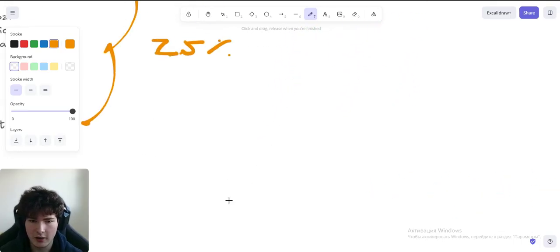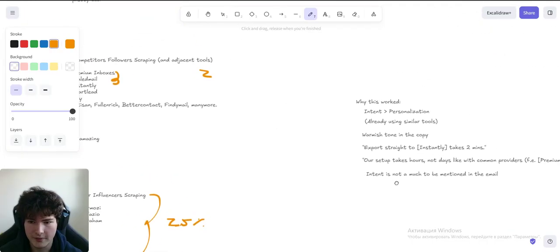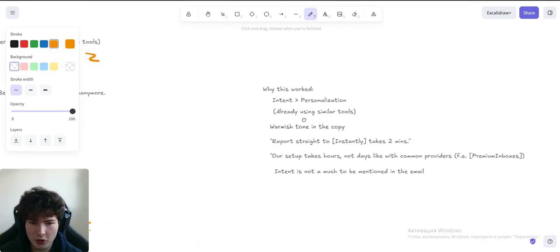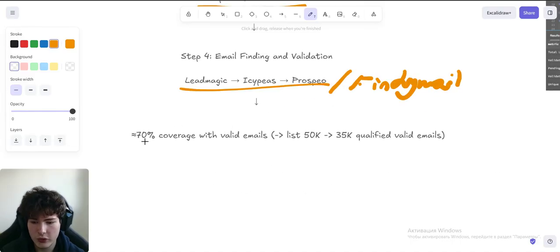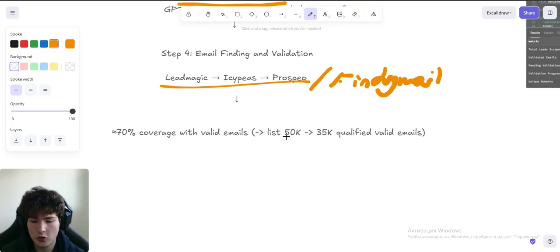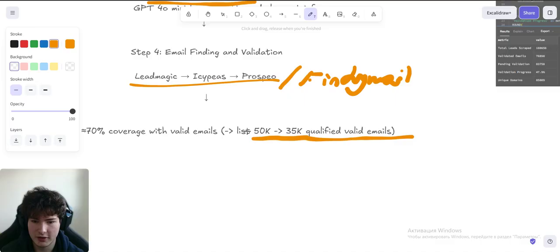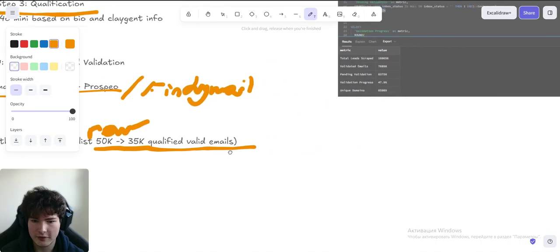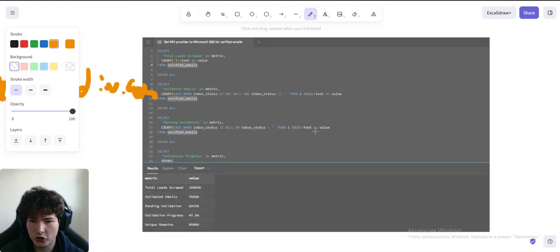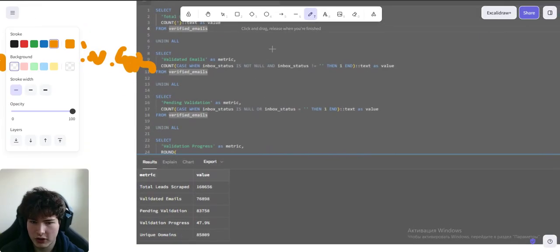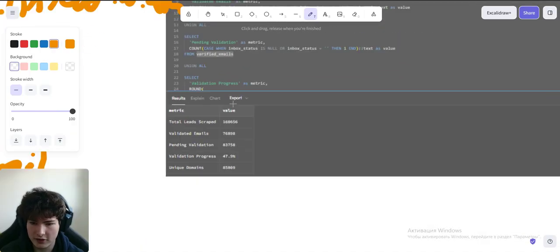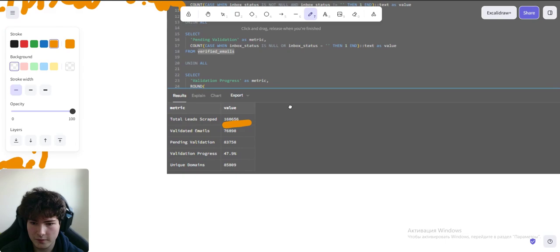So yeah, and then what else is here? Oh yeah, basically why this worked: intent is more important than personalization. I think most people already know it. If you target people with personalization, like all the fancy research, it doesn't ultimately matter at all. Ideally you combine both, or just focus on intent and relevance. This is going to drive your campaign further ultimately, because personalization, okay, you can spin up a Clay agent, research his customer, scrape his LinkedIn bio, and personalize like hell, lots of stuff.